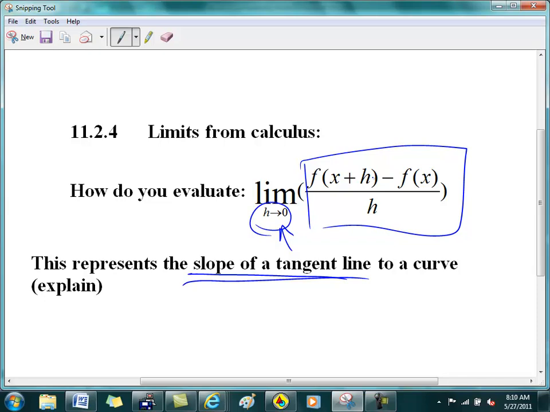What would the question be? Good question. I have no idea. Let's take a look. He's like, I get it, but I don't understand. What are you supposed to do? Well, let's take a look at 11.2.